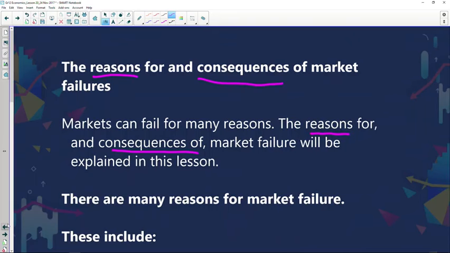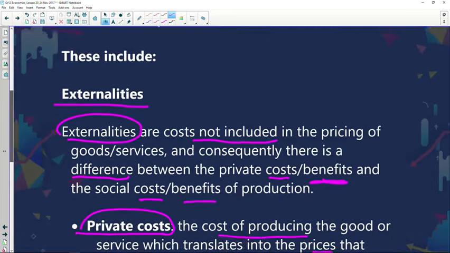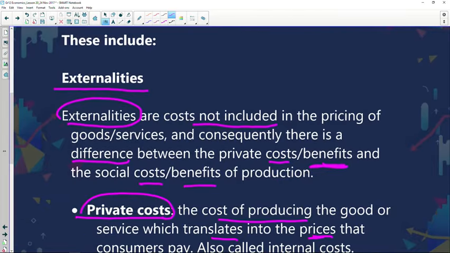Okay, so let's just go back quickly so that I can tie up all these benefits. We know that we are busy looking at reasons for and the consequences of market failure. There are many reasons for market failures, and there are certain things that we need to consider when we look at them. Such things include your private costs and benefits, and also your social costs and social benefits.